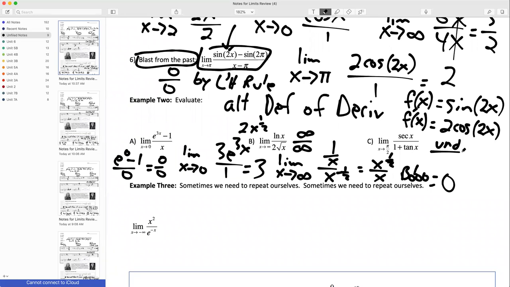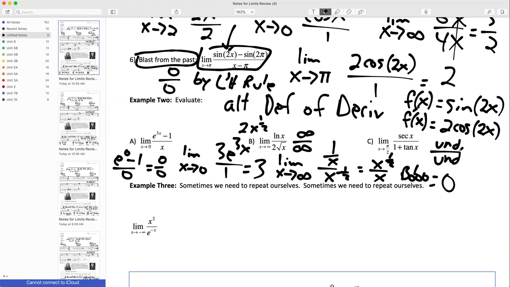Let me tell you what one of my students in second period said. I'm guessing it's undefined because then we could use L'Hopital's rule in the L'Hopital's rule section. And I'm like, way to answer the question without knowing the answer, right? Yes, it's also undefined.